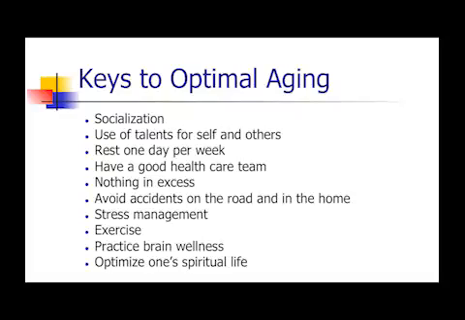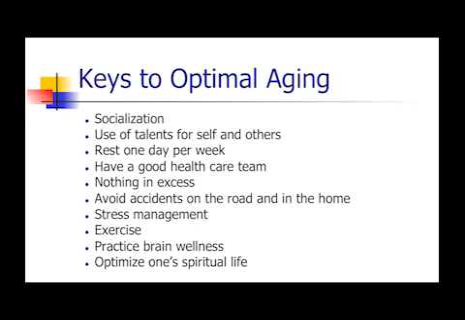Use of talents for self and others. It's important to have, as much as possible, purposeful, enjoyable work for the patient. Rest 1 day a week. This is something that's been quoted in a lot of literature on healthy aging, that people need to make sure that their schedules allow for some good, solid rest. Have a good healthcare team. It's important for patients and their families to have easy access, both for chronic care and acute care. Nothing in excess. Throughout the industrialized world, the most common source of excessive indulging involves alcohol, calories, and tobacco. Attending to those for the demented patient is very important.